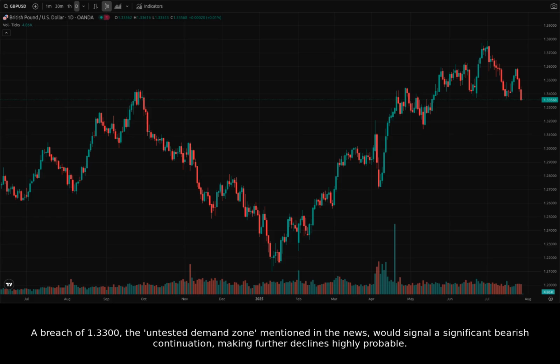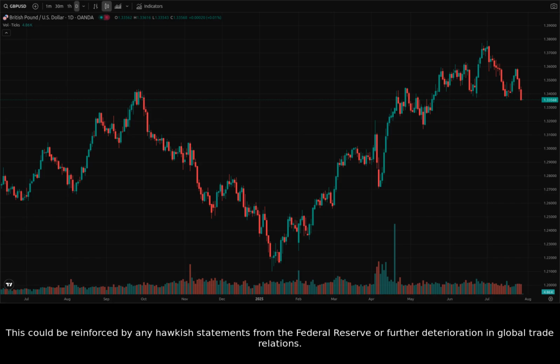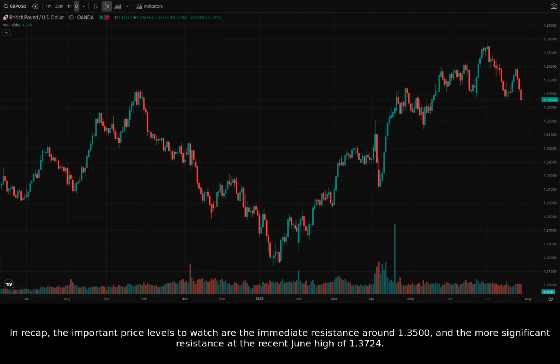A breach of 1.3300, the untested demand zone mentioned in the news, would signal a significant bearish continuation, making further declines highly probable. This could be reinforced by any hawkish statements from the Federal Reserve or further deterioration in global trade relations. In recap, the important price levels to watch are the immediate resistance around 1.3500 and the more significant resistance at the recent June high of 1.3724.